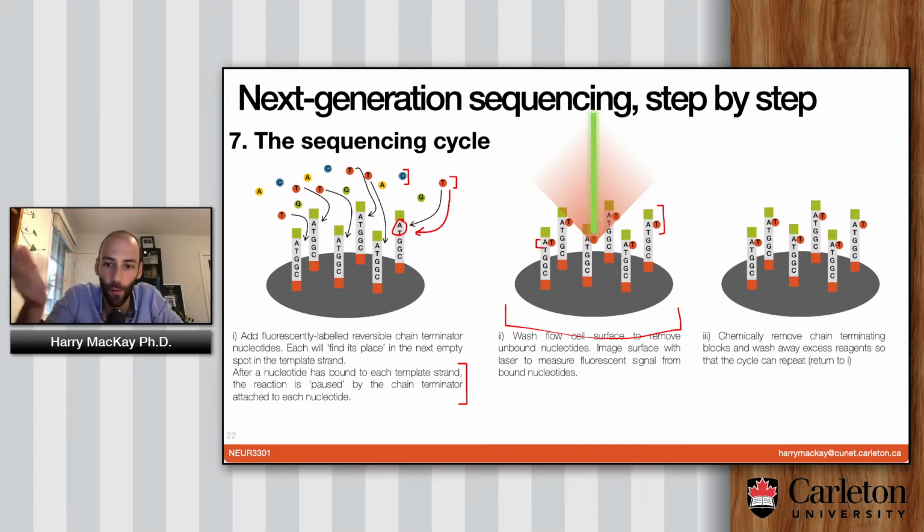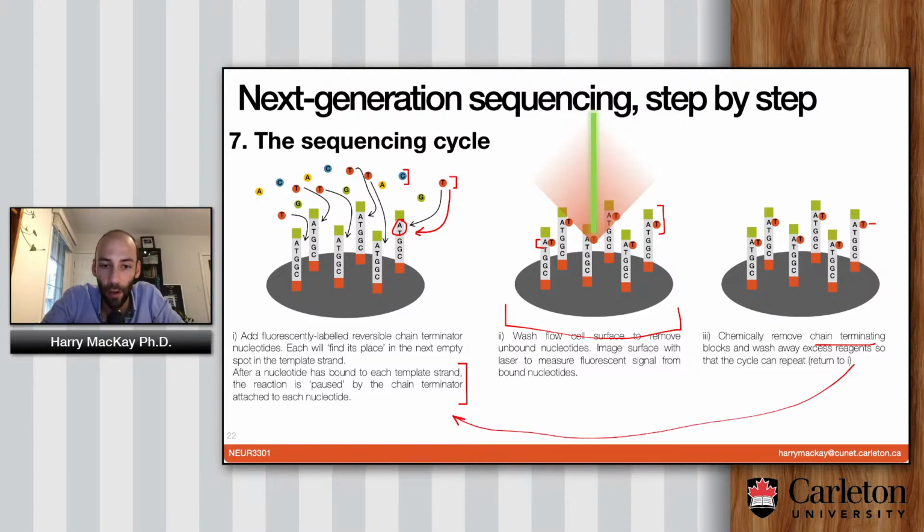So that gives you your first answer. Then you can chemically reverse the termination process. That means that now this T that was added no longer stops the reaction. It lets one more base join in after it. So then you would return back to the beginning of the cycle, all the way back to here.